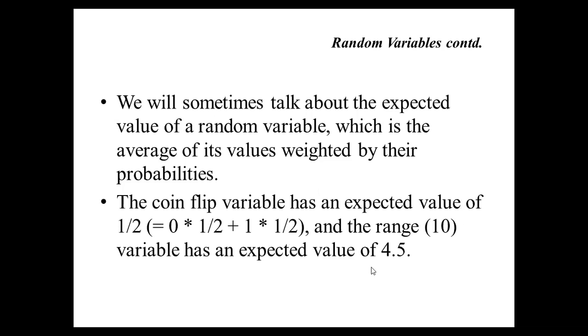Then next, sometimes we talk about the expected value of a random variable, which is the average of its values weighted by their probabilities. So the coin flip variable has an expected value of 1 by 2, that is 0 multiplied by 1 by 2 plus 1 multiplied by 1 by 2. And here the range is 10, so the variable has an expected value of 4.5.